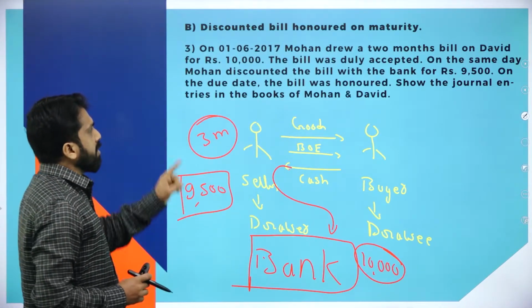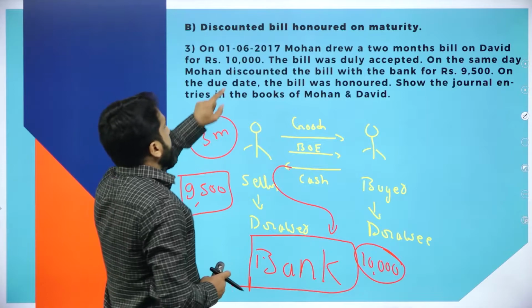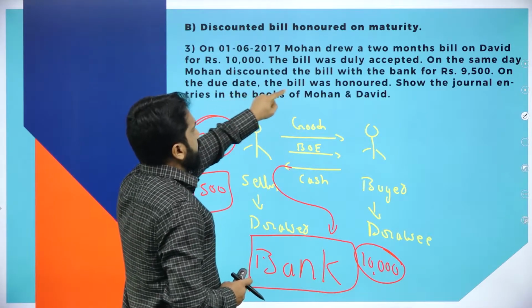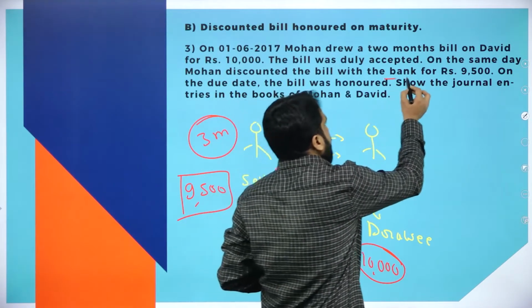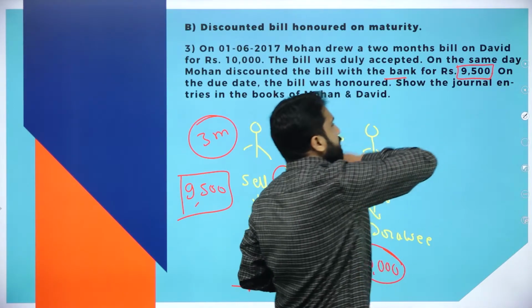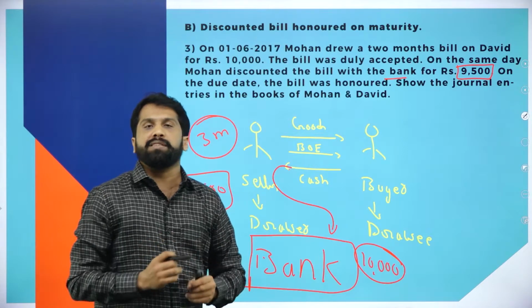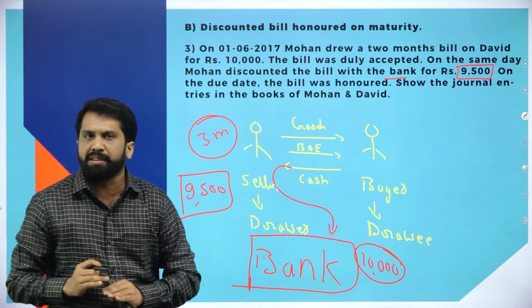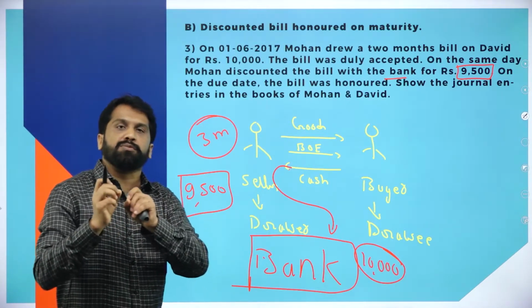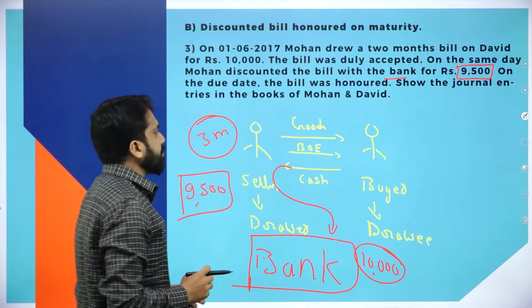Clear? Yes. We'll go with the question. See, now 10,000 worth of bill, he went to the bank and the bank gave him 9,500. Clear? The same story. What will be the journal entry? The journal entry will not change. Slight changes we have in the journal entry.